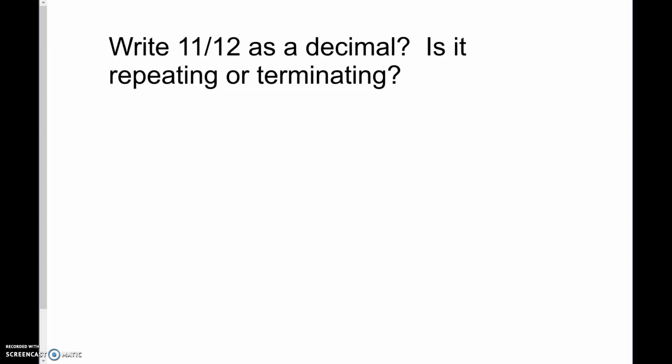All right, write 11 over 12 as a decimal. So stop this and give this a try. If you're stuck, here's the hint: long division. Give this a try and see if you can come up with the right answer here.